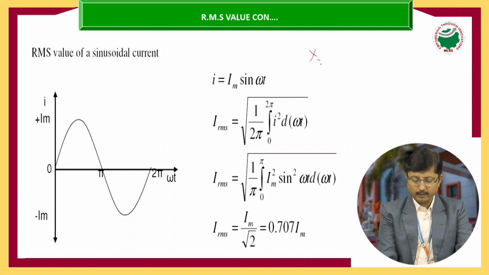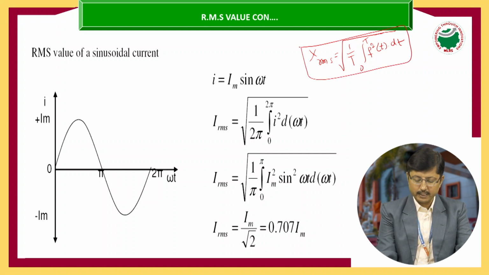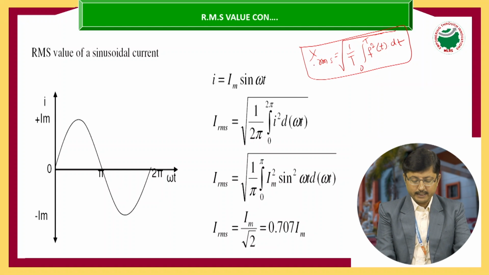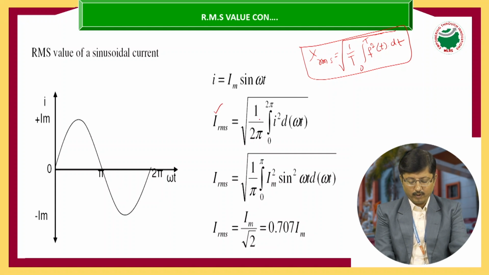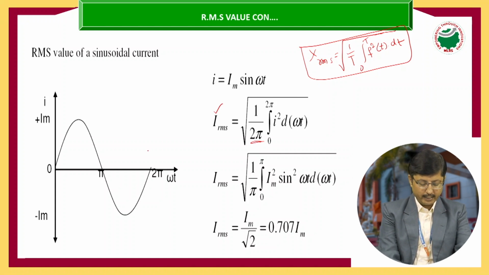So that is X_RMS equals the square root of 1 by T integral 0 to T of f squared of t into dt. So this is a general expression for finding the RMS value. Based on this general expression, in the place of x, I take I_RMS. So I_RMS equals the square root of 1 by T, where T is the total time period I am considering here.